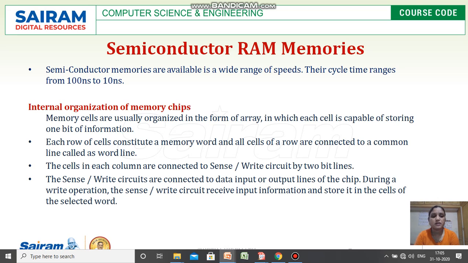The data in this RAM will be stored in semiconductor memory cells. They come in a wide range of speeds. Their cycle time ranges from 100 nanoseconds to 10 nanoseconds.